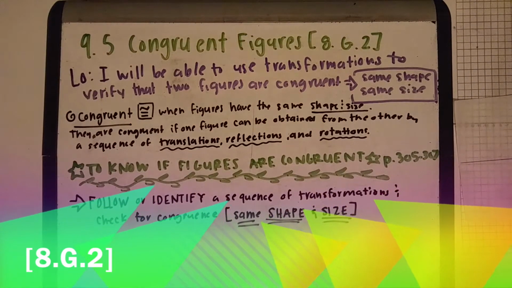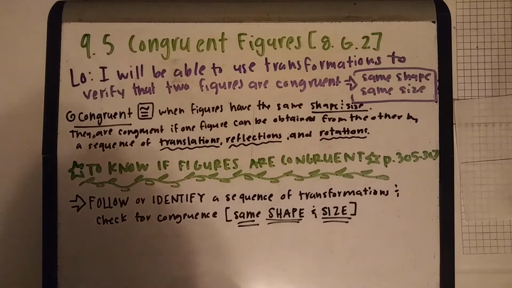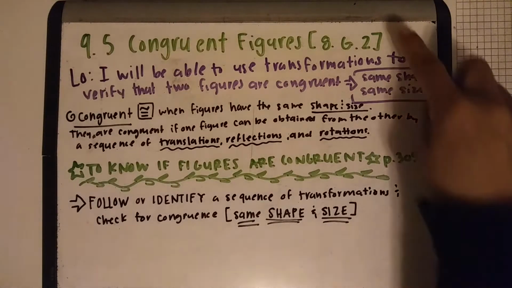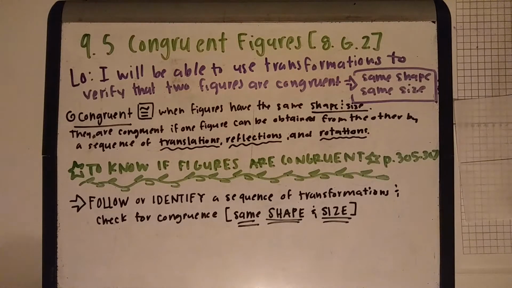Alrighty, so this is the last lesson for this module, 9.5 Congruent Figures, and that's your standard. And again, your objective is to be able to use transformations to verify that two figures are congruent, again with 100% accuracy given the practice problems.